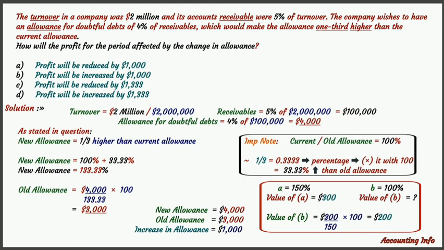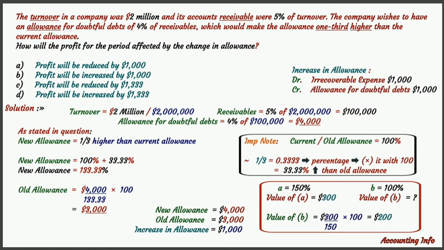Here is the double entry for the increase in allowance for doubtful debts. Debit, irrecoverable expense, by $1,000. And credit, allowance for doubtful debts, by $1,000. As expense increased by $1,000, the profit will be reduced by $1,000, and the correct option is A.